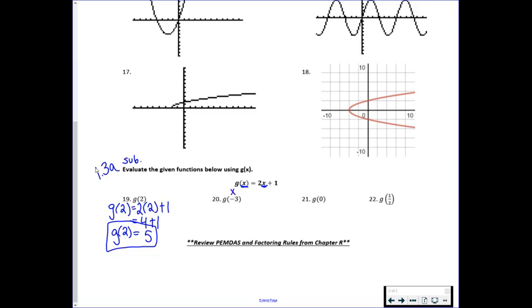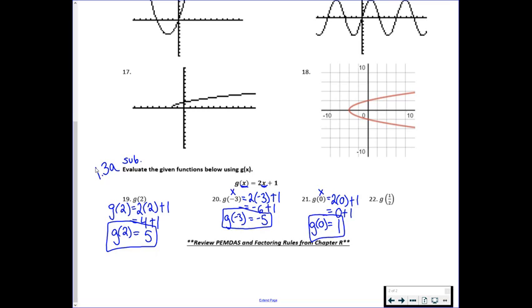Next one. My x value is negative 3. So g of negative 3, 2 times negative 3 plus 1. 2 times negative 3 is negative 6, plus 1 is negative 5. So g of negative 3 is negative 5. Next one, g of 0. g of 0, that's my x value, so I'm going to plug it in. 2 times 0 plus 1. 2 times 0 is 0, plus 1 is 1. So g of 0 equals 1.